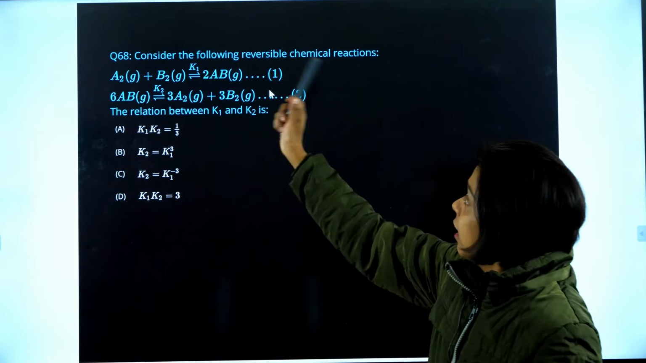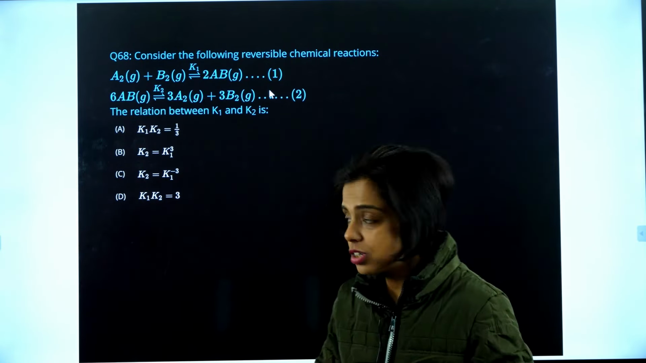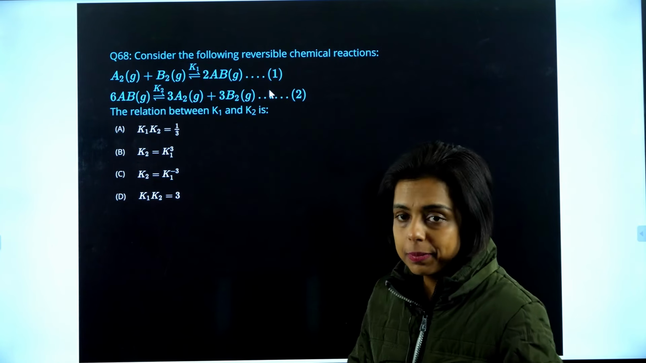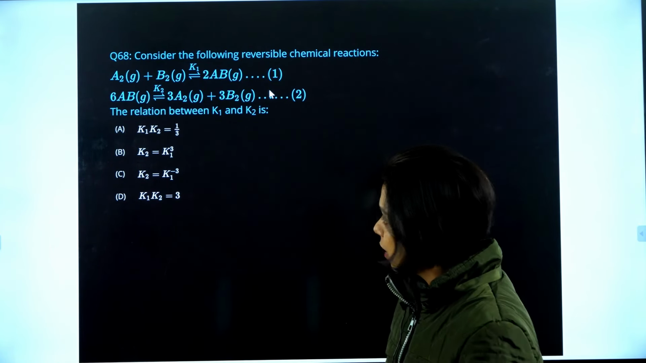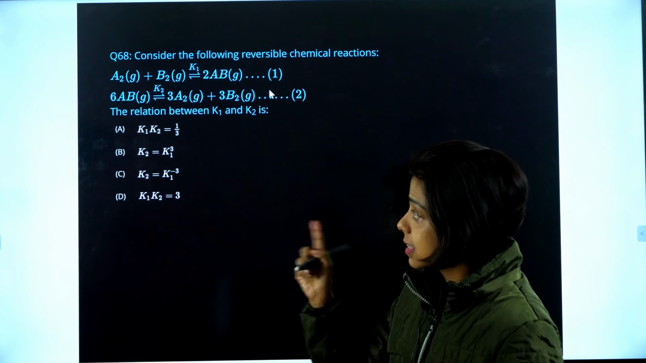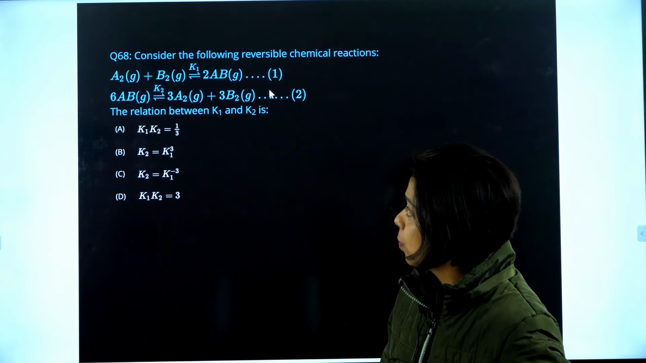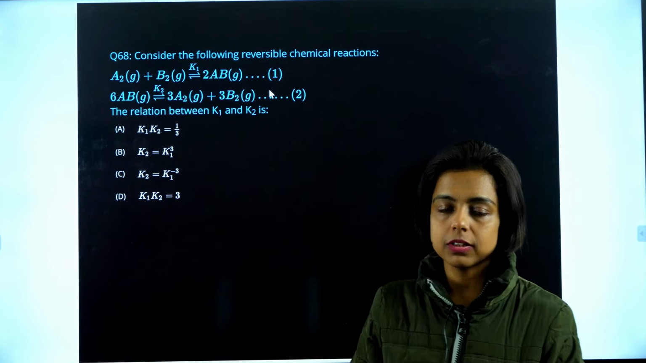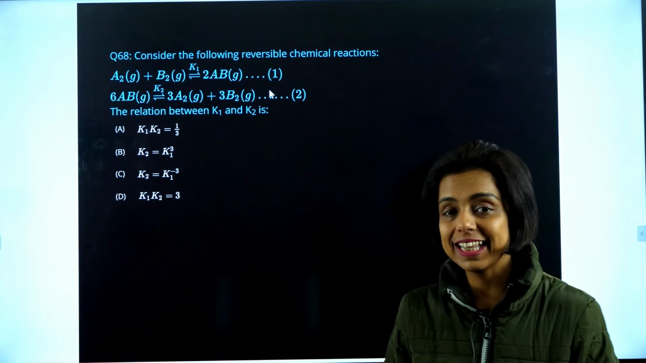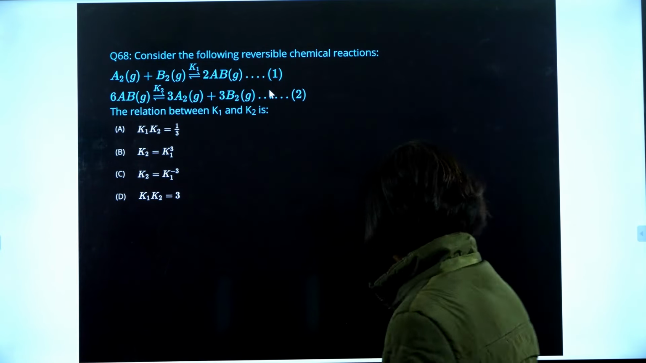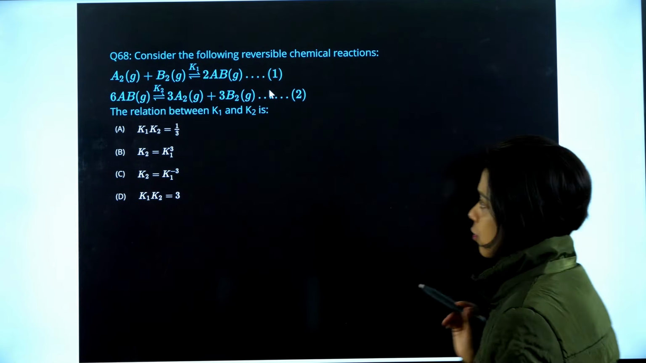So we are having two reversible reactions. The first, A2 plus B2 gives 2AB, the equilibrium constant is K1. And we have a second reaction in which 6AB gives 3A2 plus 3B2 and the equilibrium constant for that is K2. Now you are supposed to tell the relation between K1 and K2. So let's see how we can make the second reaction from the first.